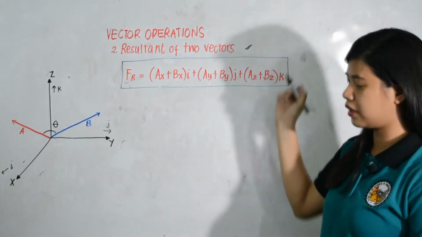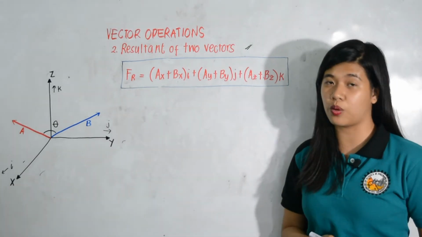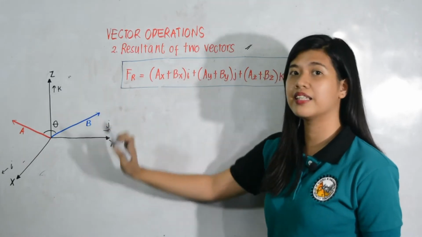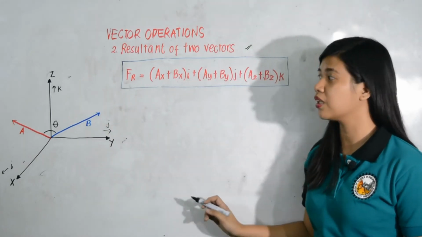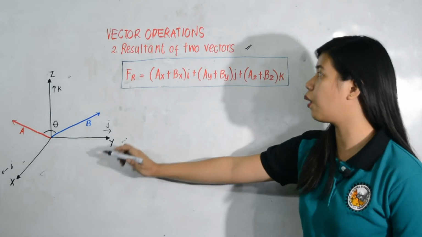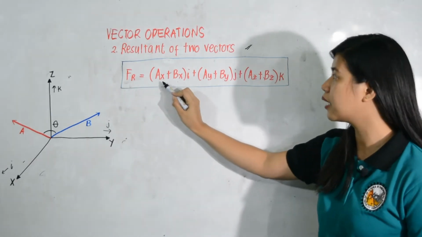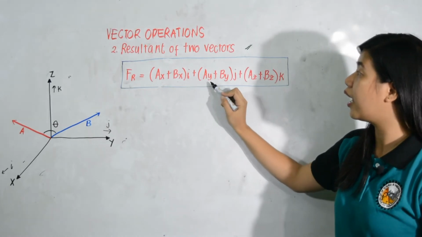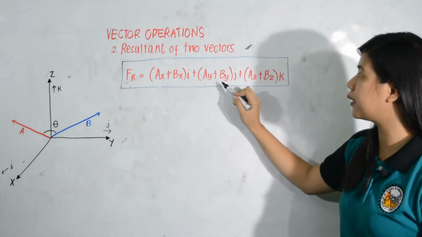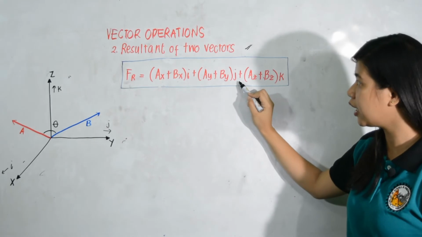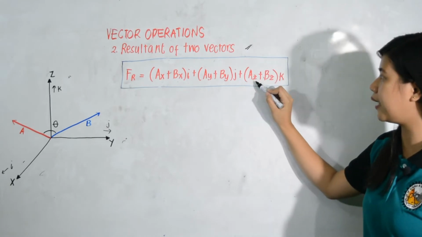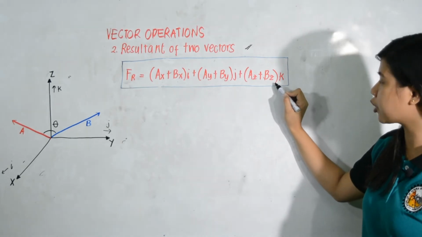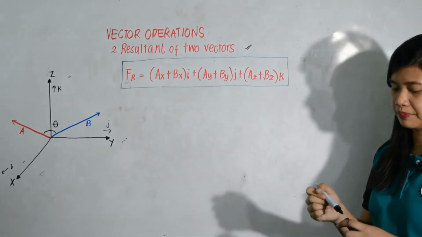Okay, so now let's proceed to the second type of vector operations, which is the resultant of 2 vectors. Just simply add the 2 vector along with its x, y, and z axis, then multiply it by its direction. So for this one, we have our quantity of a sub x plus b sub x times i plus the quantity of a sub y plus b sub y times j plus the quantity of a sub z plus b sub z times the direction, which is the k.